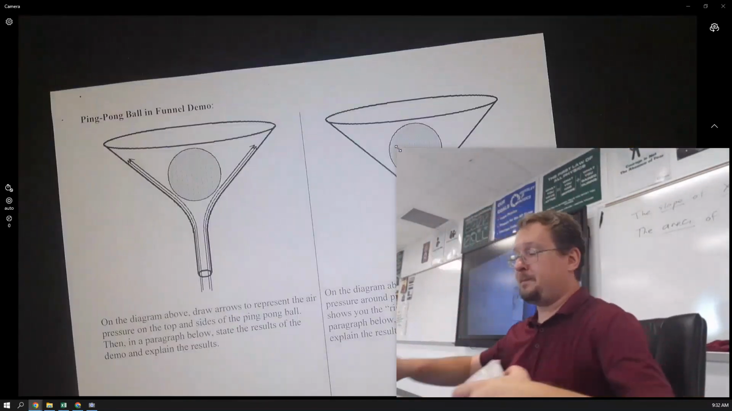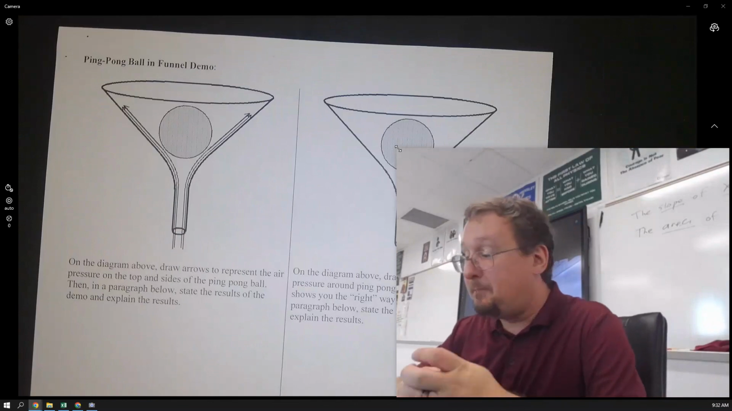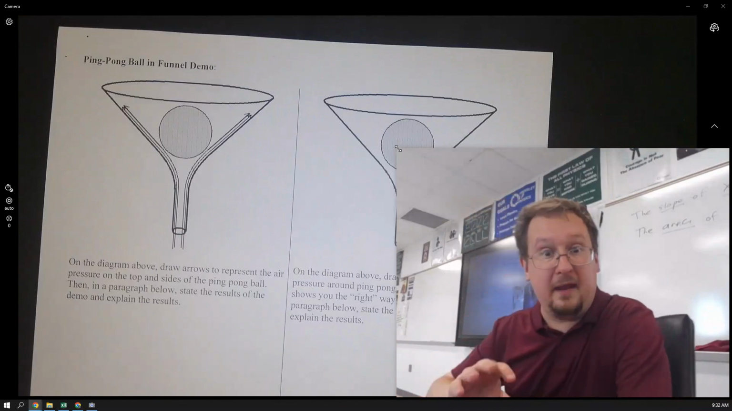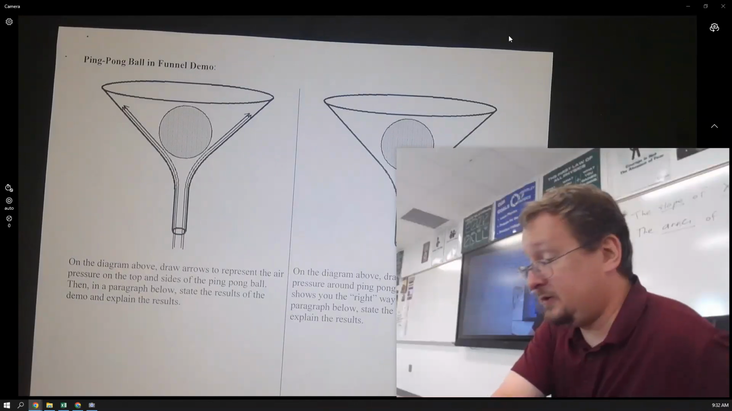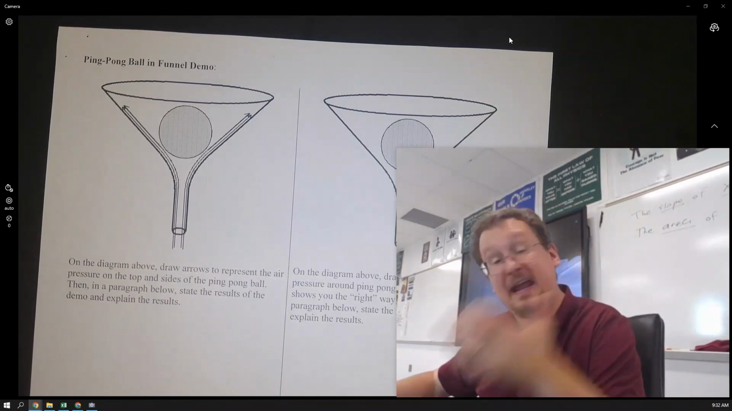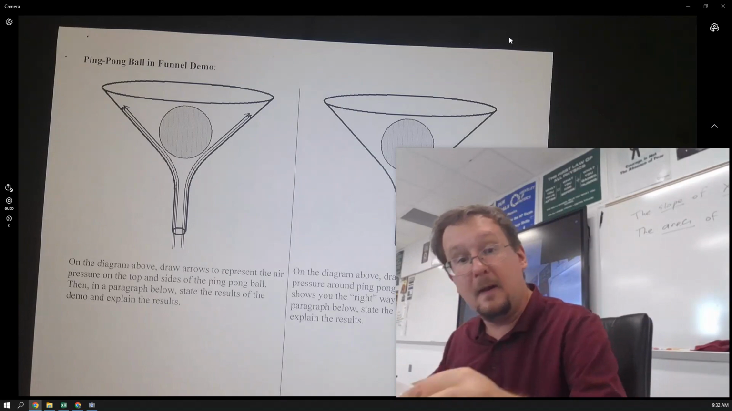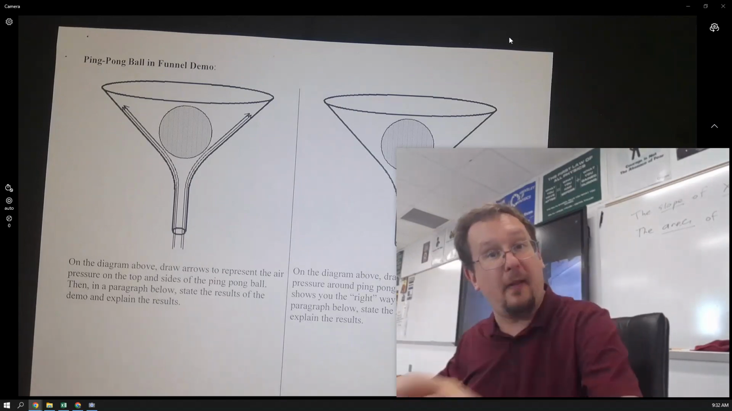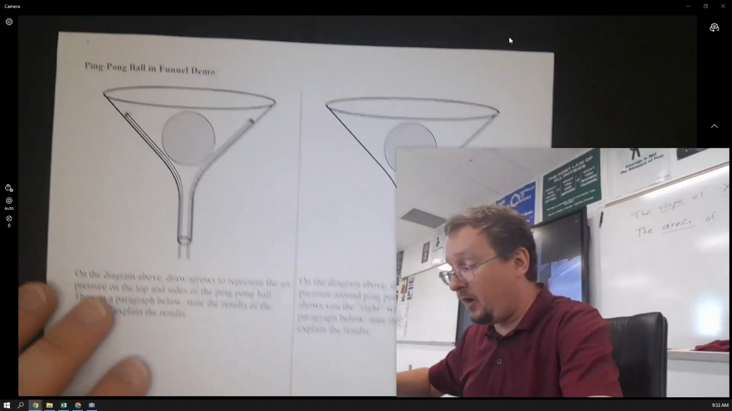That blew my graded papers all over the place. All right, well, whatever. Okay, so the ball not only doesn't blow out, it stays in. Even when I tilt it upside down, the ball is stuck in there. It didn't fall out until I turned the air off.